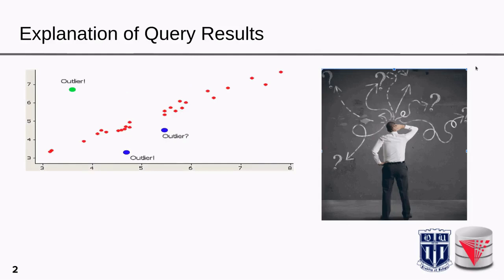Explanations for query answers has become an interesting topic that continues to draw attention in the database community. Problems such as using relational database information to explain surprising query results like outliers has been explored in a variety of research works.